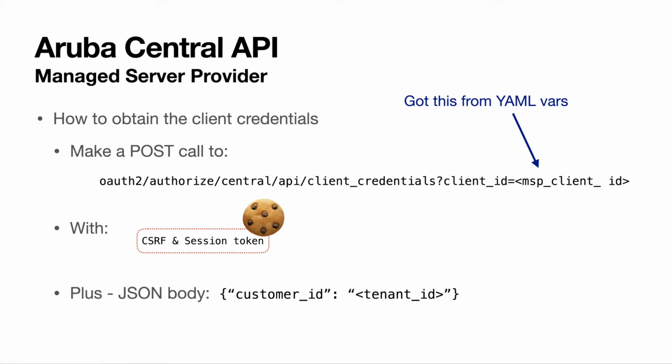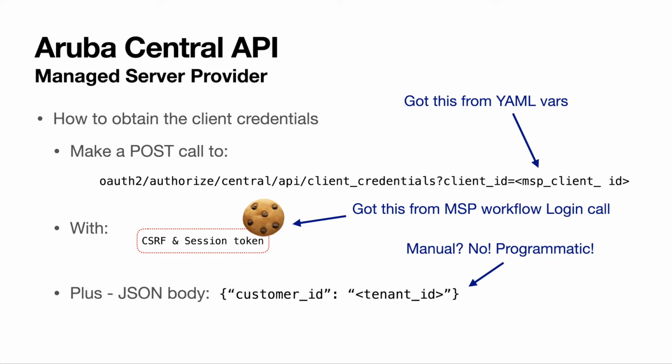And then applying this to the demo that I showed in the first video, the MSP level client ID is the one that we wrote down and put into our variables. So we've already got that one. The CSRF and the session token, that comes from the MSP workflow login call. Now, the tenant ID, so where do we get that from? Do we get that manually? Well, you don't have to. You can actually get that programmatically. So this is where we start to see the power of automation. So it's not actually that much of a hassle to interact with the API in MSP mode and interrogate the various tenants that you have. We can do all of this programmatically.